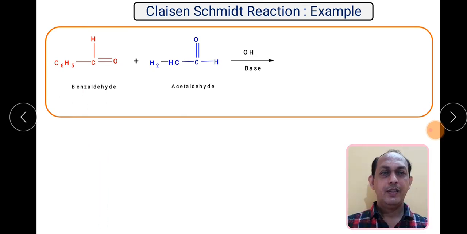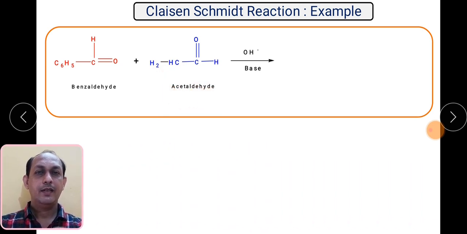So what is the example? First take benzaldehyde reacting with acetaldehyde. Benzaldehyde does not contain alpha hydrogen atom. Acetaldehyde contains three alpha hydrogen atoms. So it satisfies our criteria. So that is being reacted with the base.